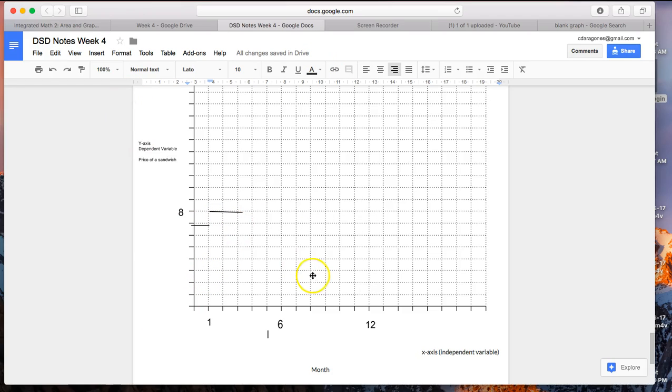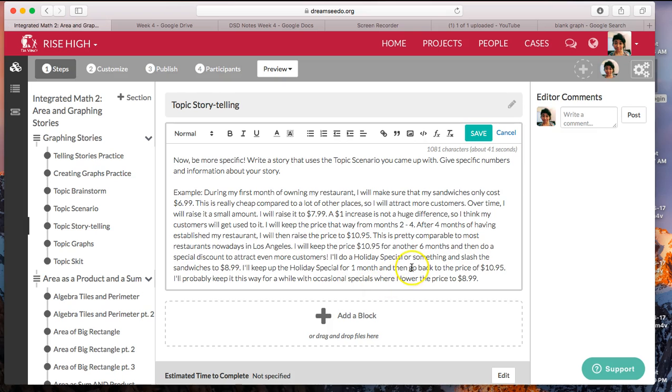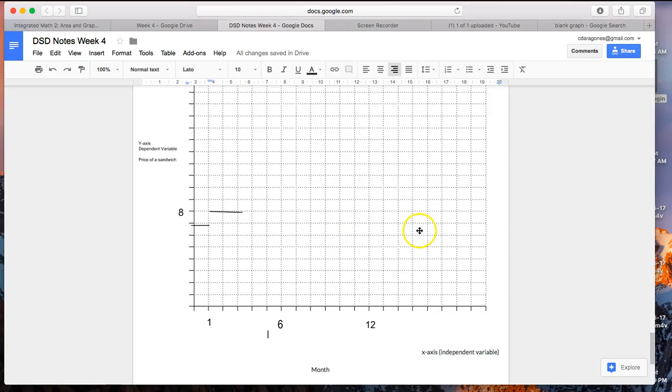Then I'm going to go ahead and say, okay, I think that now customers are really used to my restaurant. Most sandwich places or most restaurants in LA, sandwiches cost about $11, $10.95. So I think I feel good. I'm going to keep it at $10.95 for 6 months, right, to really make some money. So I'm going to go ahead and graph that, and so on.